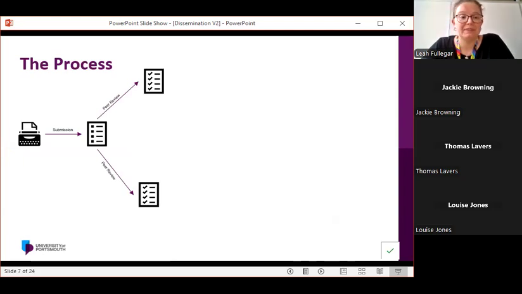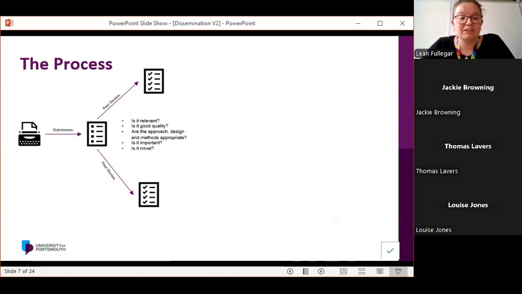This can be a blind review, which means that you don't know who the reviewers are and they don't know who you are, or it can be an open review where everyone's quite open and everyone knows who's doing what. Each journal should have the information on their website about the peer review process they operate, and that should be in quite a bit of detail.